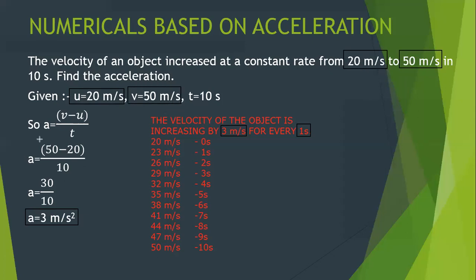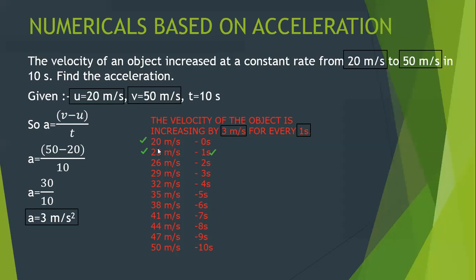Okay. So I'm using a is equal to v minus u by t, 50 minus 20, and the answer is coming 10. And if I make a table of it, you come to know at the beginning, the velocity was 20. After 1 second, what was the velocity? 23. Why? Because the velocity has increased by 3 meter per second in every 1 second.